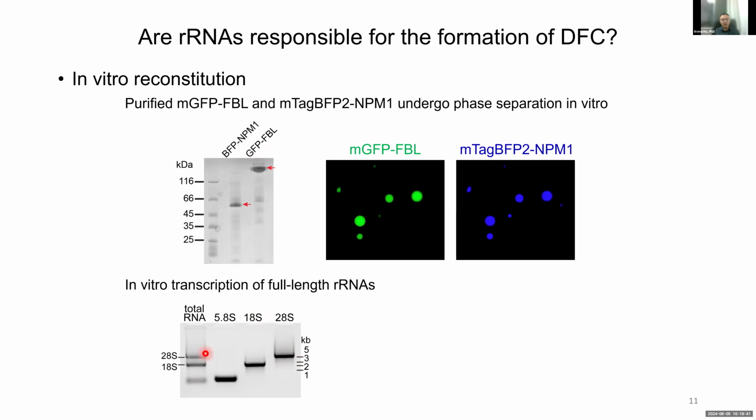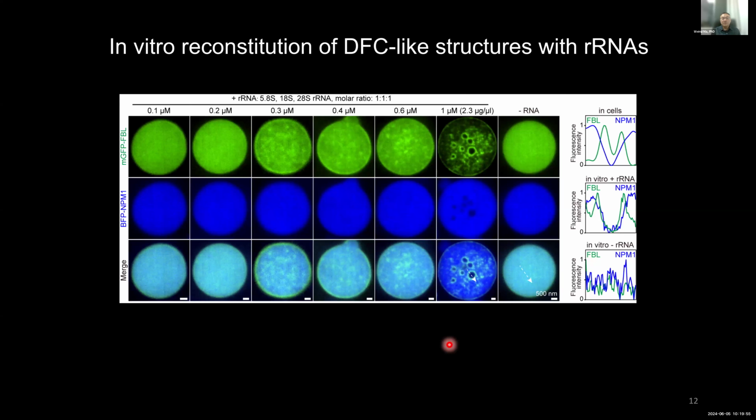You can see that's the total RNA. That's 18S, that's 28S. The size of our in vitro transcribed ribosome RNA is similar to the 28S and the 18S RNA in cells, which confirms their full length. Then we did the in vitro reconstitution phase separation experiment without or with ribosome RNA. Without ribosome RNA, NPM1 and FBL form spherical droplets, very beautiful. The fluorescence signal distribution is relatively uniform.